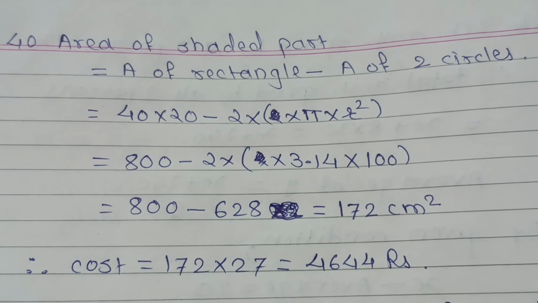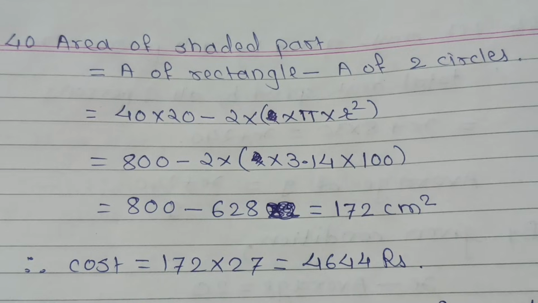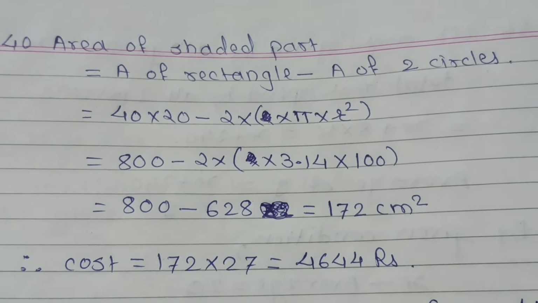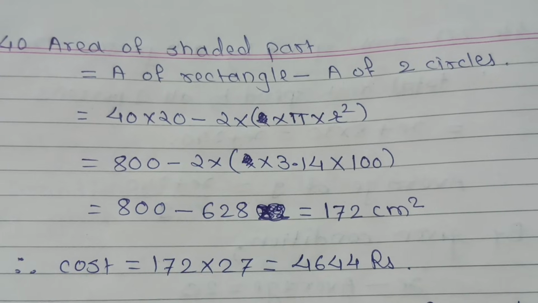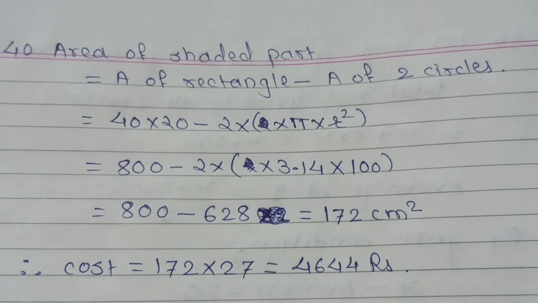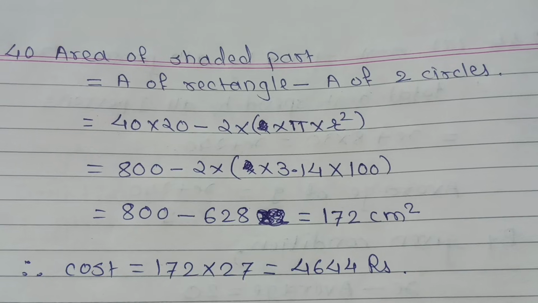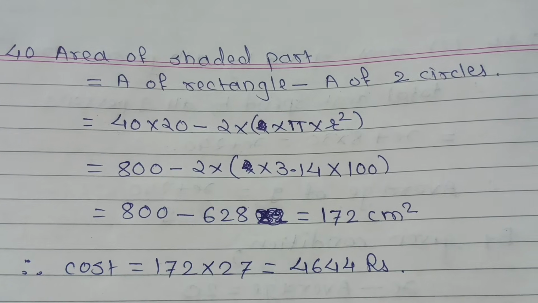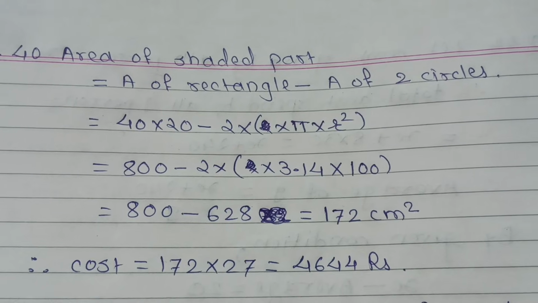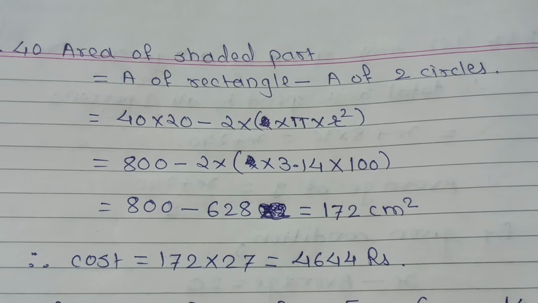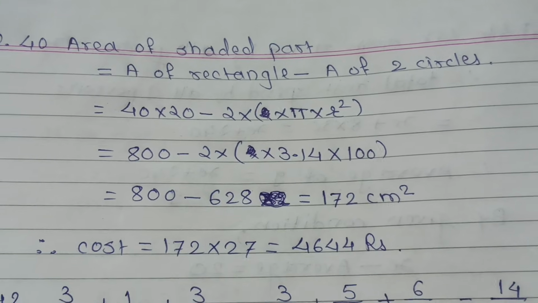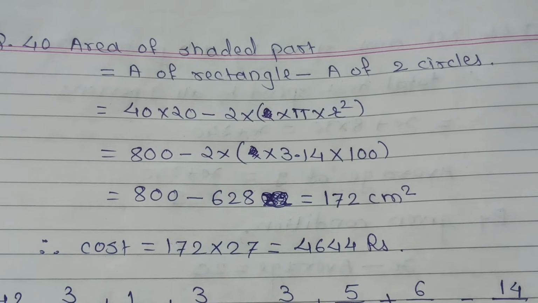Area of rectangle is length into breadth, so 40 into 20 minus area of circle, which is pi r square. After putting the value of pi and radius 10, because the whole length of the rectangle is 40, which is divided equally into 4 parts, so the radius of a circle is 10. Putting the values in the equation, we get the answer 172 centimeter square. Now cost per centimeter square is 27 rupees, so multiplying 172 by 27 gives 4644 rupees.